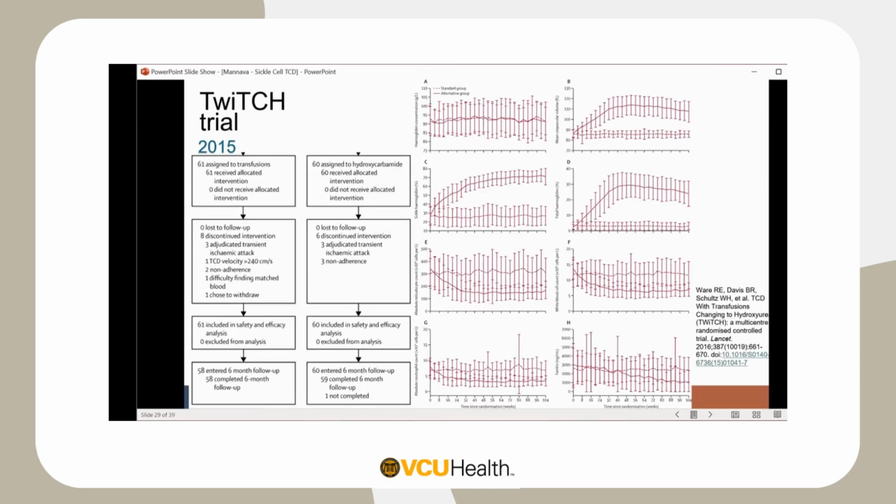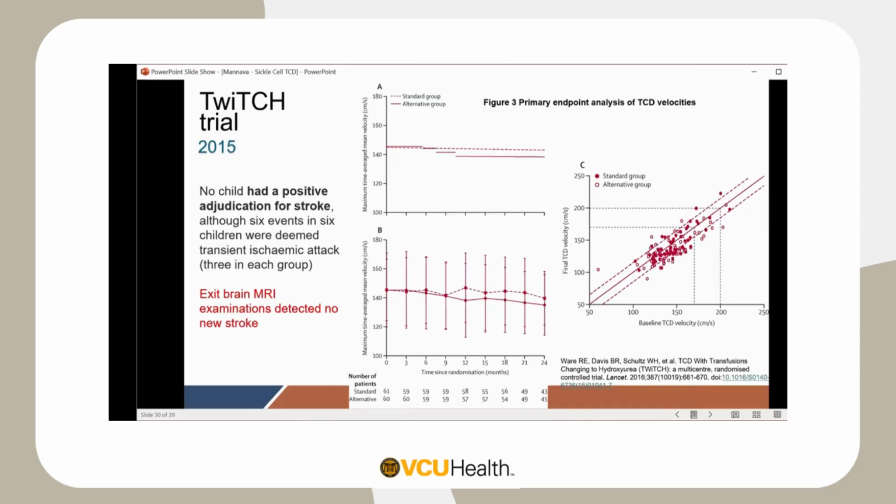The TWiTCH trial was done not too long ago and looked at hydroxycarbamide, assigning patients to continue transfusion versus this therapy. You can see in figure D that the fetal hemoglobin percentage in these patients was much higher. The sickle hemoglobin percentage in figure C is much lower. But they had a protocol for giving high dose hydroxycarbamide and found that no child had a positive adjudication for stroke in this particular study. So some interesting findings there.